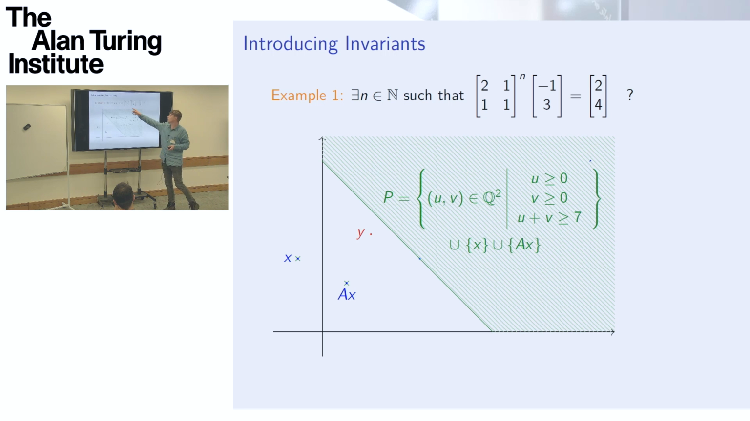Because if both coordinates are positive and you apply this matrix, they remain positive and they grow, so the sum will grow. And then if I just add points x and Ax, I get these three conditions. So my set is an invariant, it contains the start vector x, and it avoids y. This is what I'm going to ask of my invariant, and when I can have a set with these three conditions, then I know for sure that y is not in the orbit.